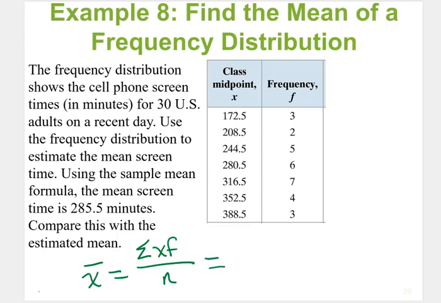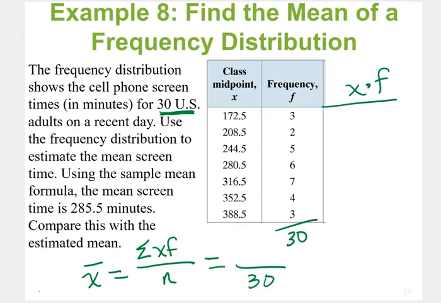So I need to find the n. There's my frequencies, I'm going to add all these up. And again, that should be the 30 people you talked about, right? They even told you in the problem. So my n is 30. And then I need to find the sum of the x times f's. So I'm going to make another column and call that x times f, and multiply each of these.